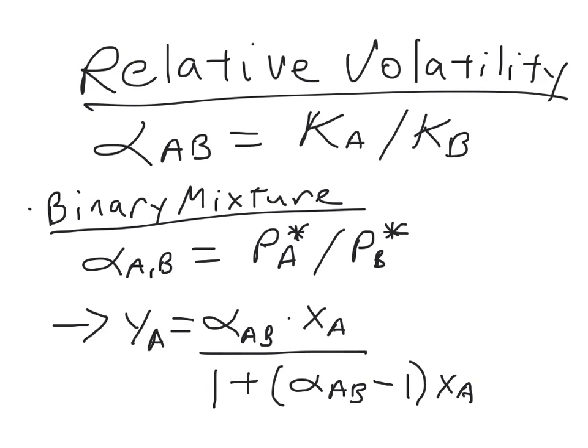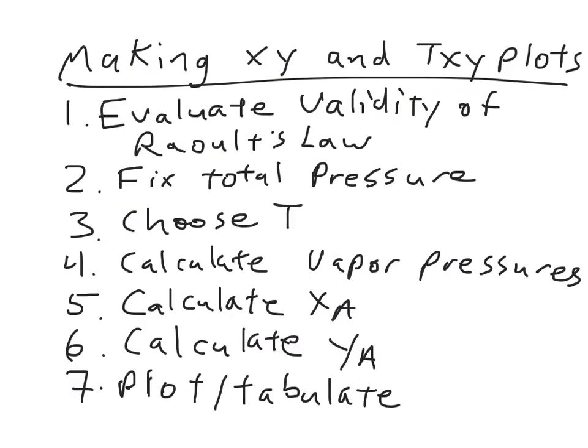This is a simple equation that we could plot, Ya versus Xa, to make a YX plot. We've seen those YX plots, and this is a way to do that if we know the relative volatility. It also assumes that the relative volatility is constant across the entire spectrum of mole fractions and at different temperatures, but if it is, then this is the equation that holds. So relative volatility is another concept we can use to quantify vapor-liquid equilibrium, and in certain cases of ideal binary systems, we can use it to plot XY data like shown here using this equation.